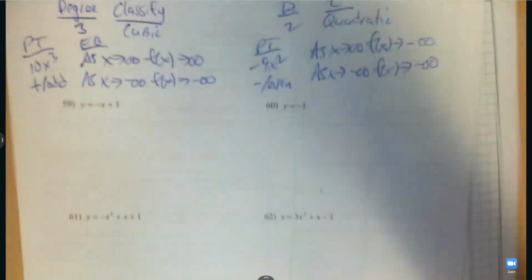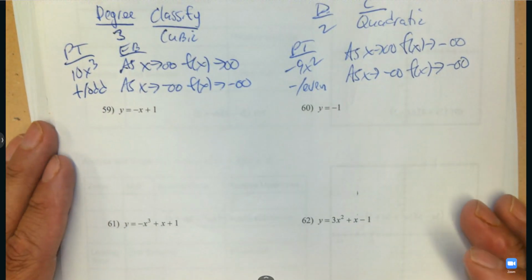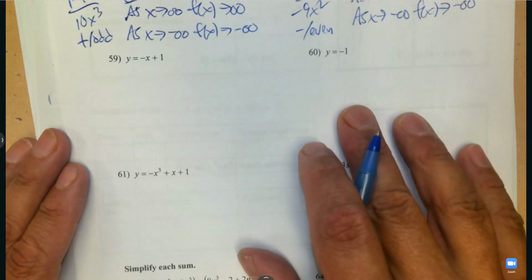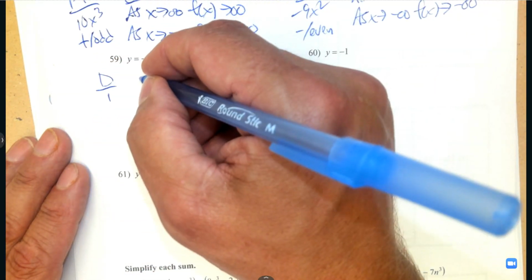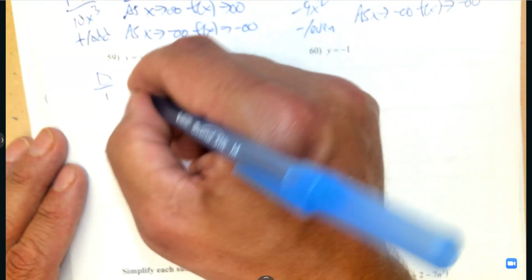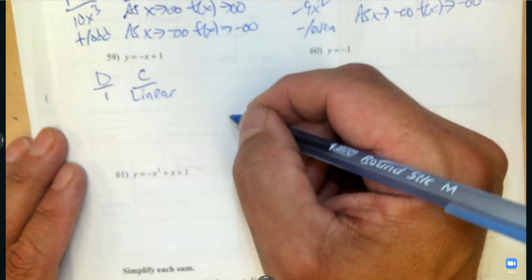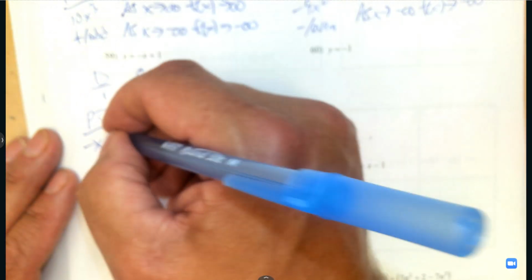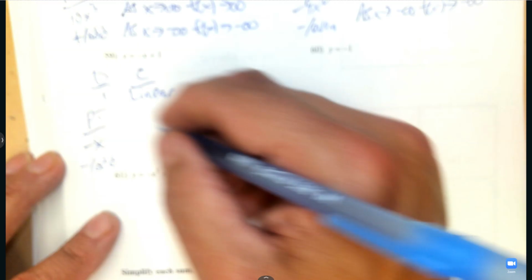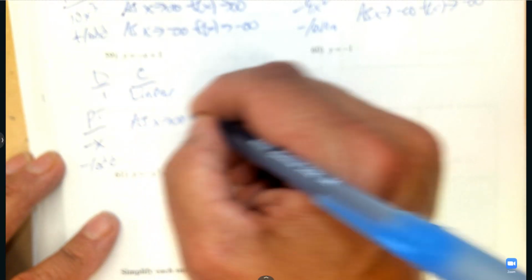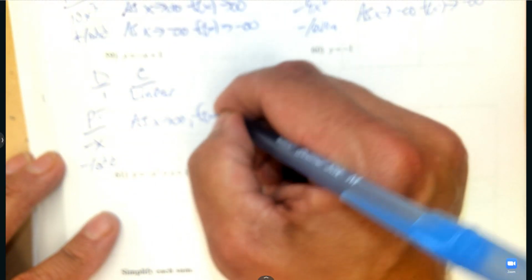Expand it here. Okay, 59. The degree: I don't see an exponent, so the degree is 1. And you would classify this as a linear. The power term is the first term, negative x. That means it's negative with an odd exponent. So the right end goes down and the left end goes up.